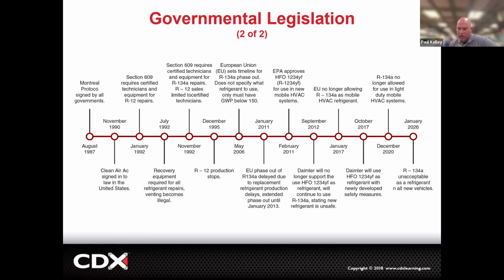And then R134A was like, hey, we should fix the leak. And now, honestly, it's probably going to be cheaper to fix the leak on an R1234yf system than charge it alone.